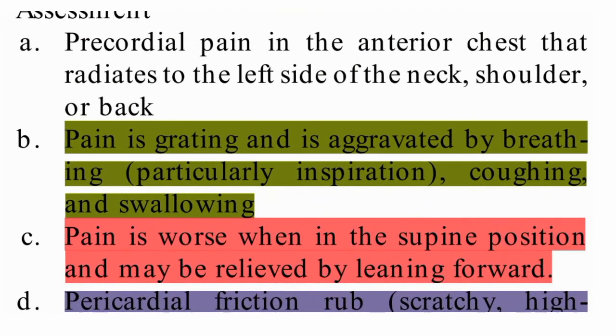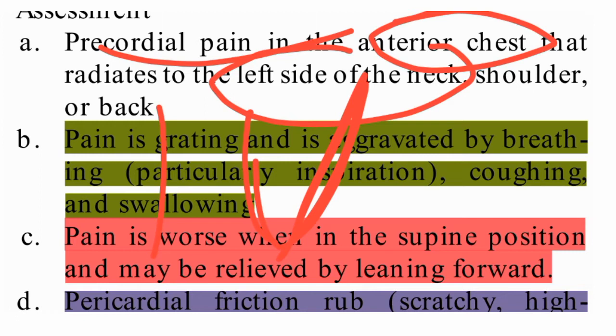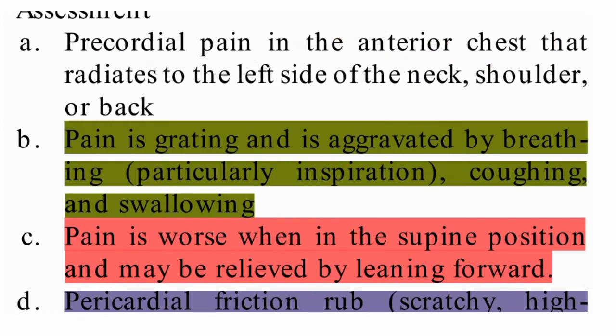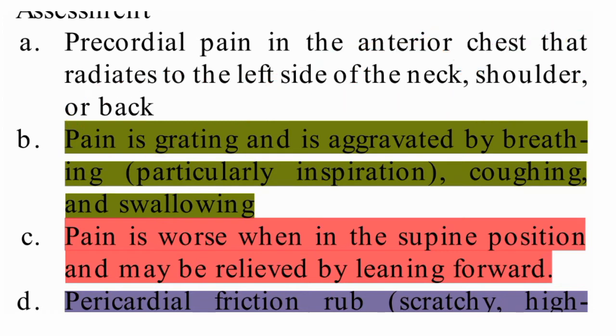Okay, so assessment, what do we need to do? Precordial pain in the anterior chest that radiates to the left side. In the anterior chest we need to assess the pain. Where will it radiate? It will radiate to the left side of the neck, and shoulder or back. So left side, neck, shoulder or back. There we need to assess the pain.